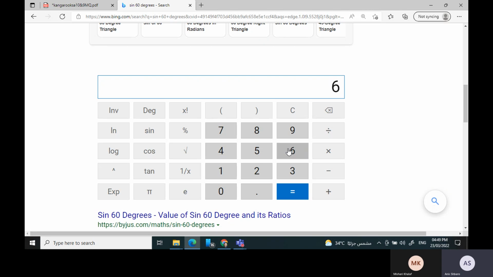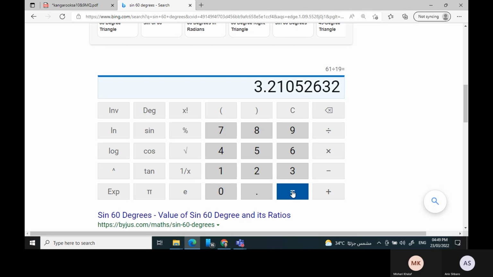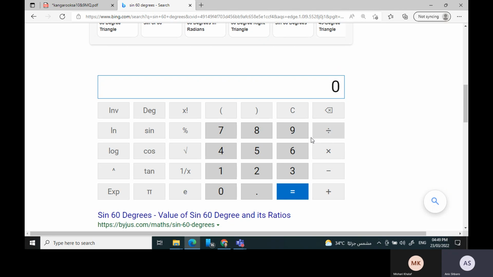Also not. 19 is a prime number. Also not. 21, 22, 23 is a prime number.